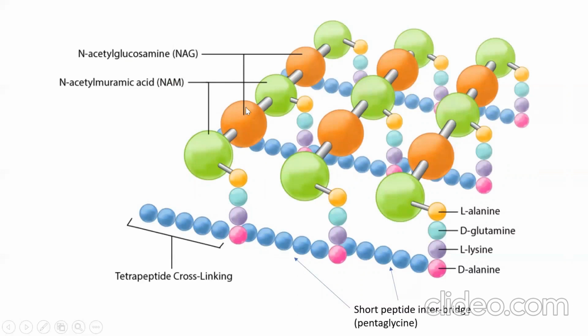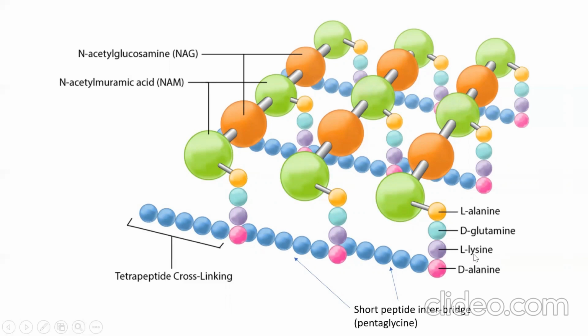Now this is the intricate molecular structure of NAM and NAG. If we look here, we can see that each NAM contains a chain of 4 amino acids. The amino acids are L-alanine, D-glutamine, L-lysine, and D-alanine. So we can see here each and every NAM contains these 4 amino acids.